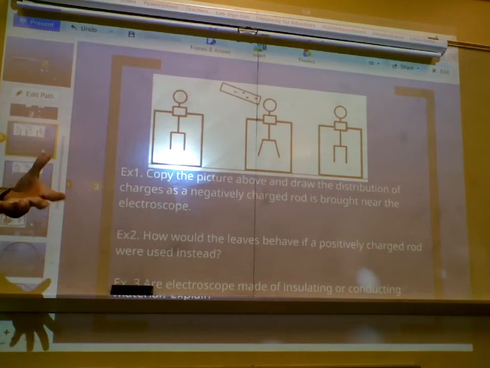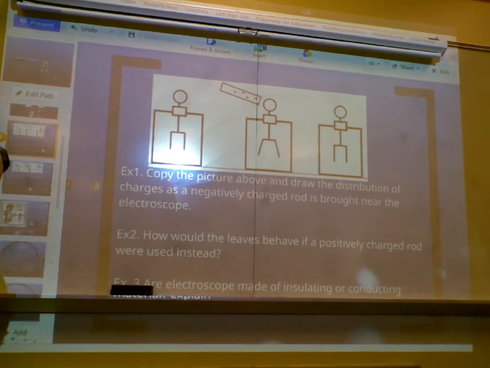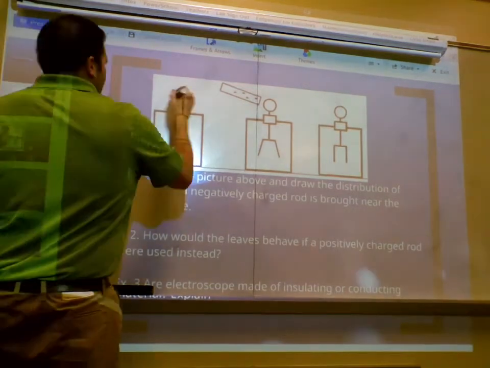So, to start out, what's the charge on the electroscope? So the left picture, what's the charge on the electroscope? Neutral. Neutral means it has as many positives as it does negatives. So, I started out.